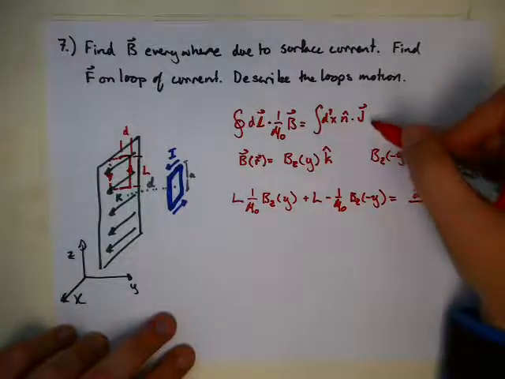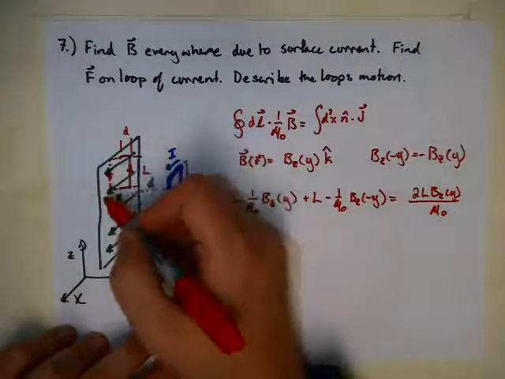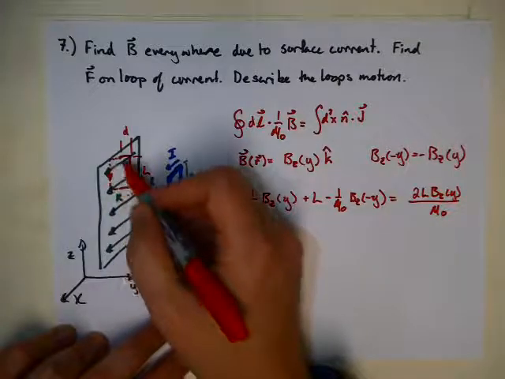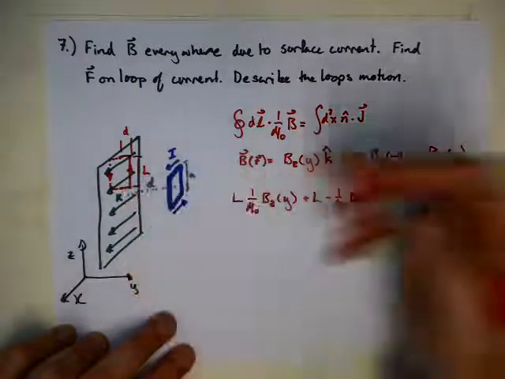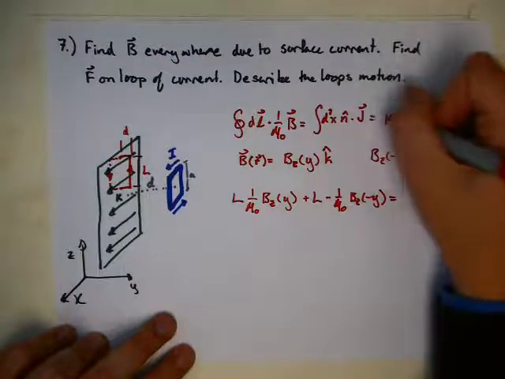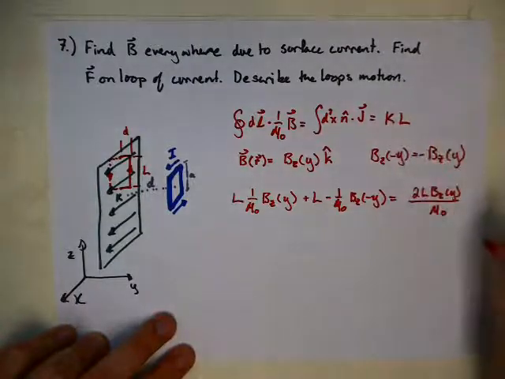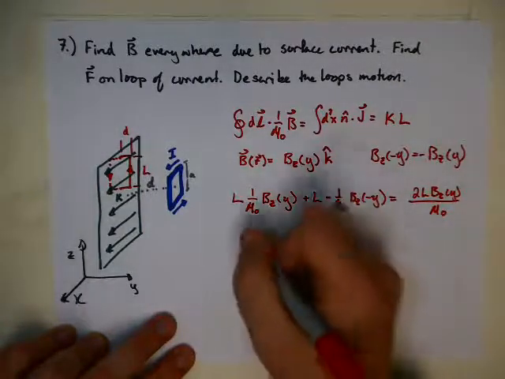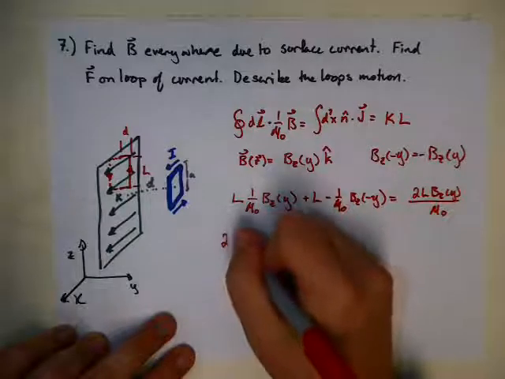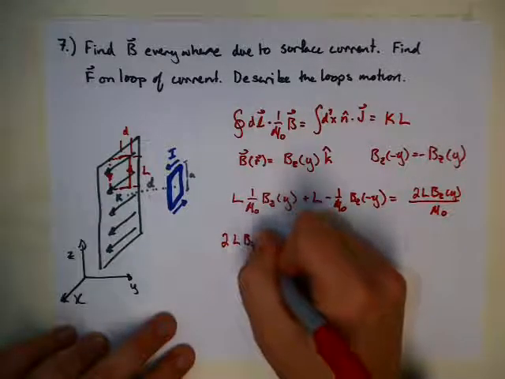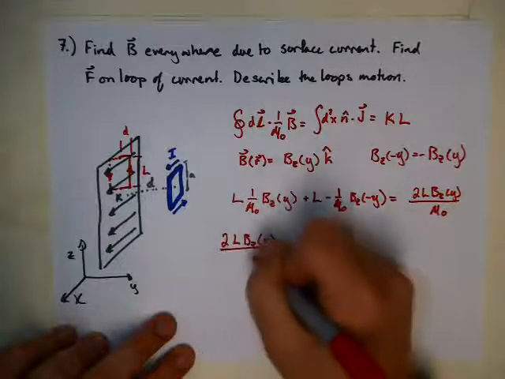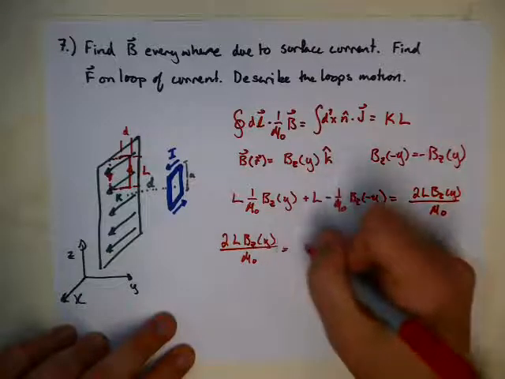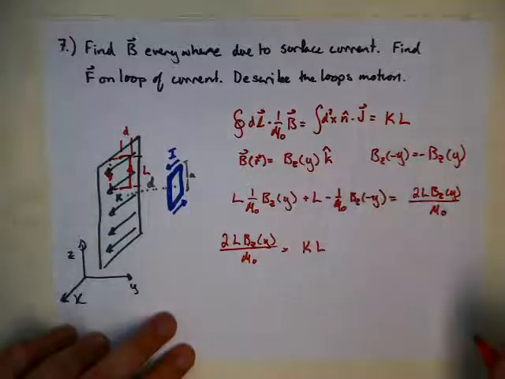For the right-hand side of this, I just need the current that's flowing through this. Well, that is simply going to be the surface current K times the length L. So setting these two equal to each other, I have 2L Bz as a function of y divided by mu naught should be equal to the surface current K times L.